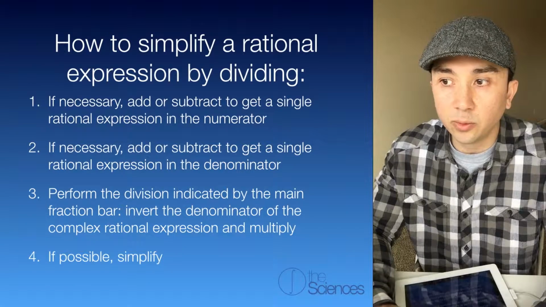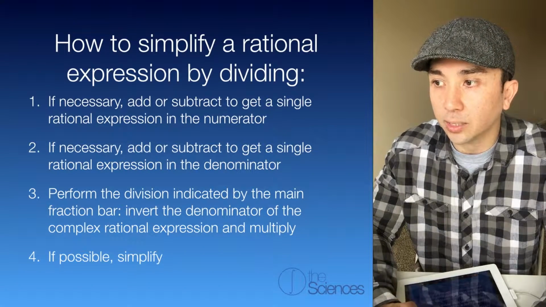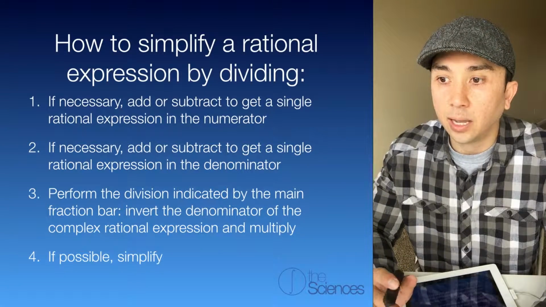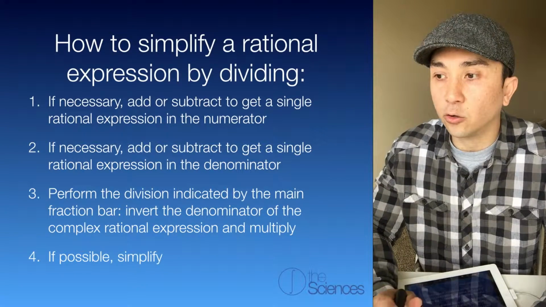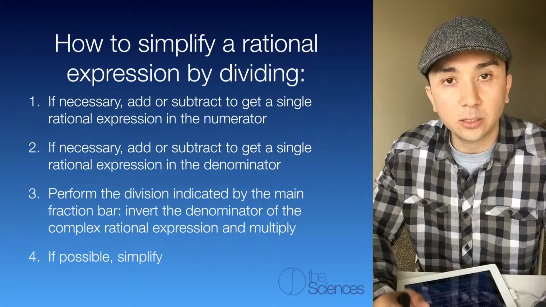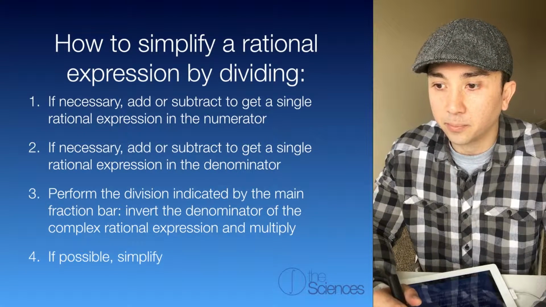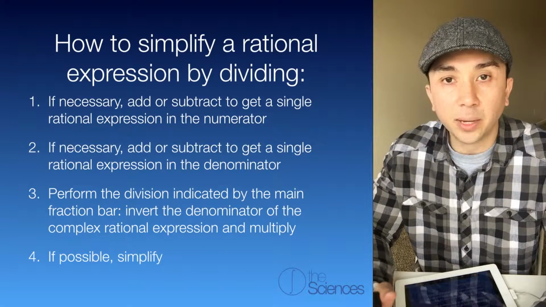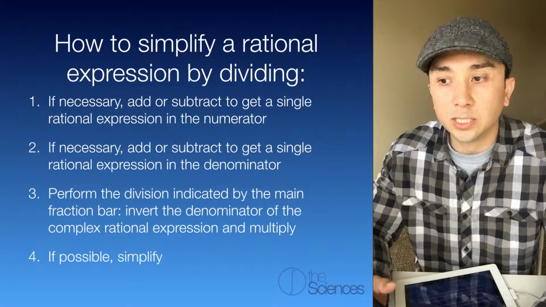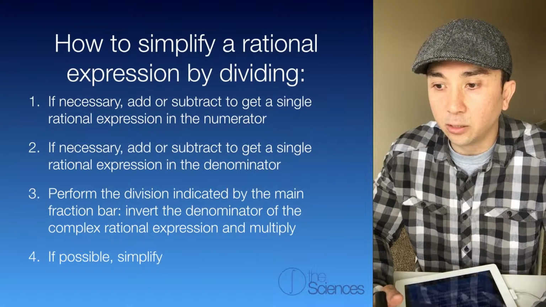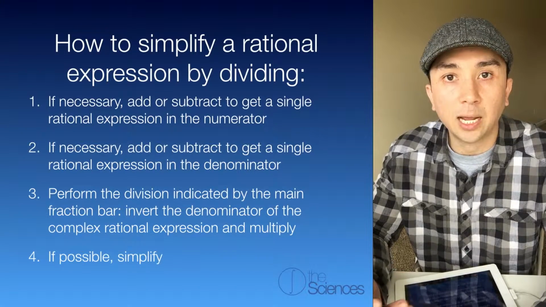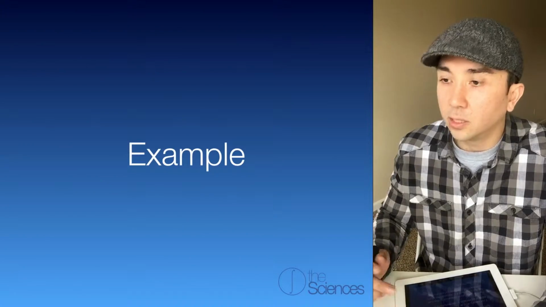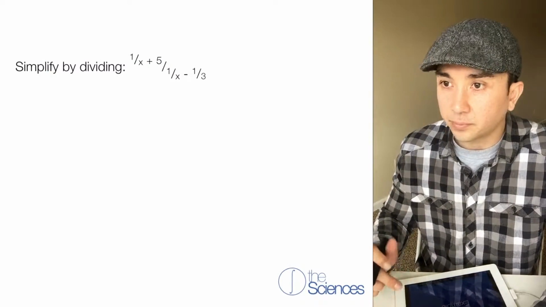Here's how to simplify a rational expression by dividing. If necessary, add or subtract to get a single rational expression in the numerator. Then, if necessary, add or subtract to get a single rational expression in the denominator. Then perform the division indicated by the main fraction bar, which means inverting the denominator of the complex rational expression and multiplying. Then, if possible, simplify. Let's do an example.